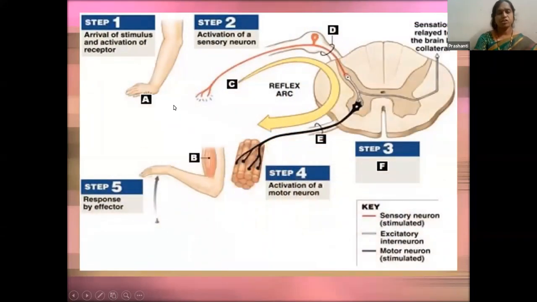So this is the picture, children. Suppose we catch any hot thing. So this is carried to the sensory organ, and this sensory nerve carries it again to the dorsal root. Here it forms a synapse with the interneuron, and this moves to the motor neuron, and it reaches the particular effector, that is a target organ.